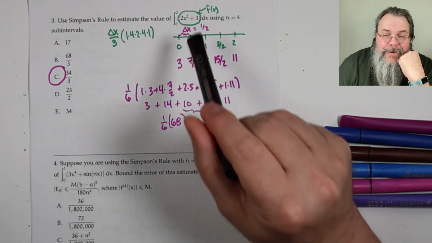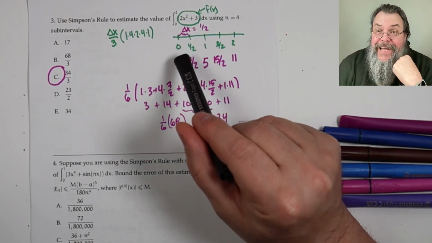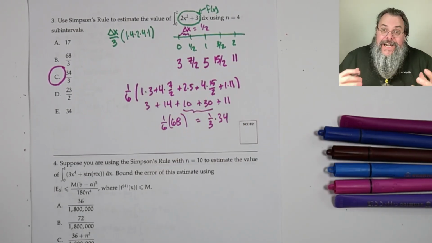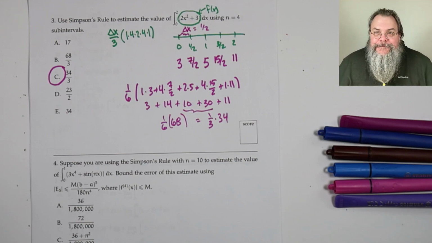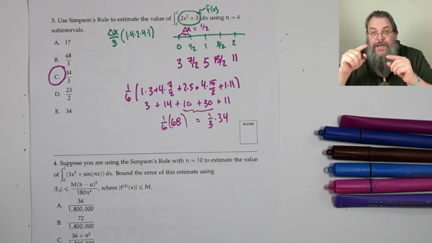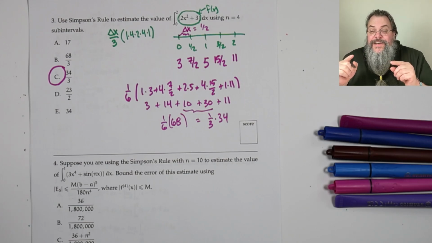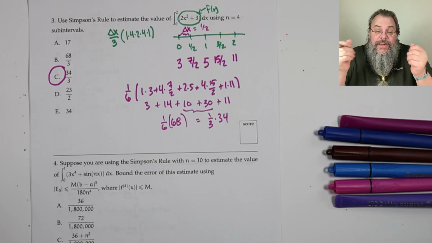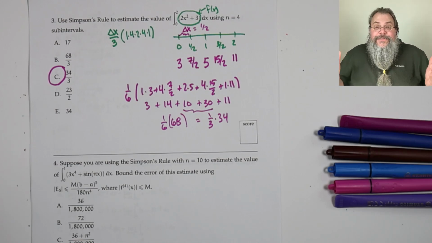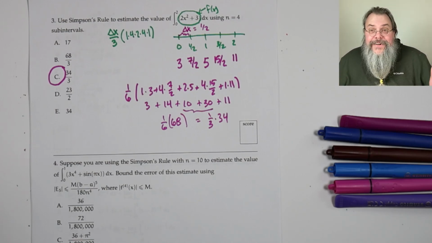What kind of function are we integrating? It's a quadratic. Quadratic, you say. What does that have to do with anything? Simpson's rule estimates using a quadratic, right? It's built off of parabolas. And so anytime you integrate a quadratic using Simpson's rule, there's no error. In fact, even if you integrate a cubic using Simpson's rule, there's no error.